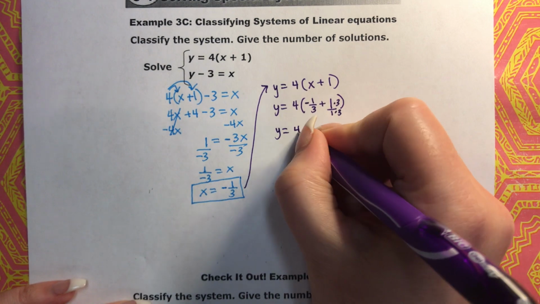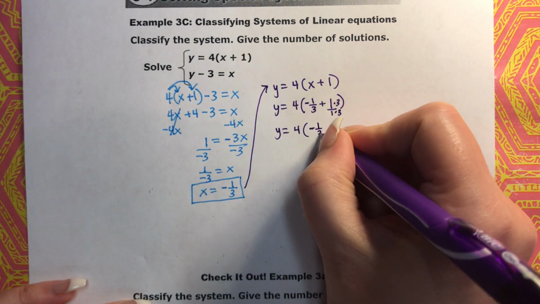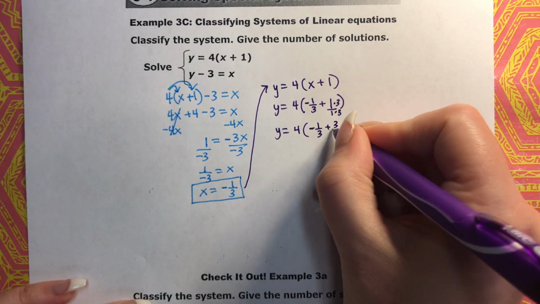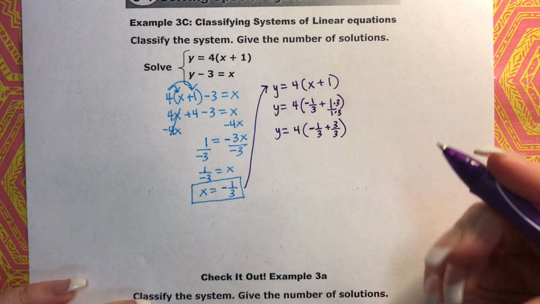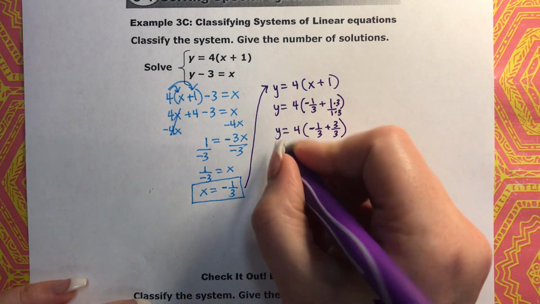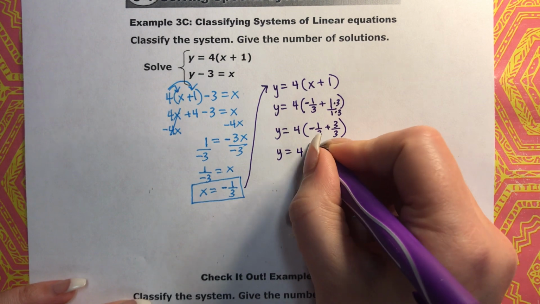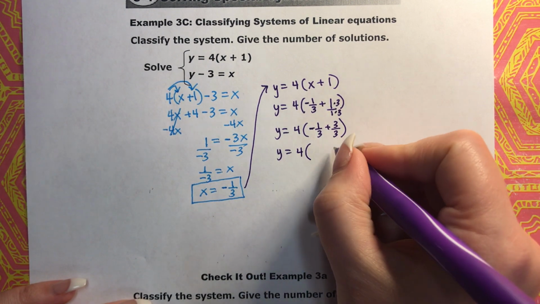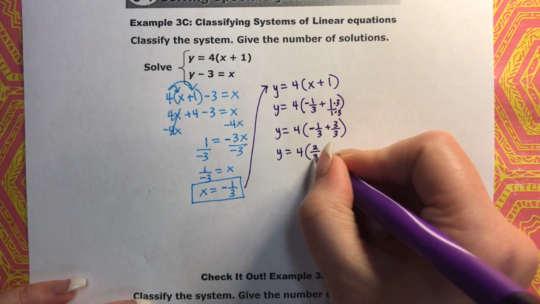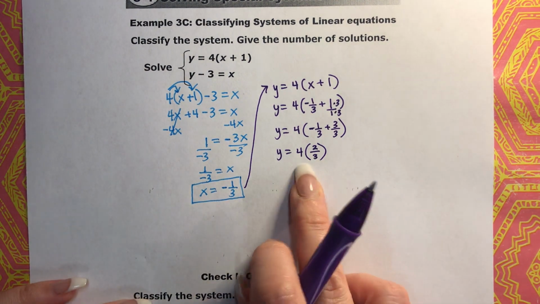Okay, what I'm left with is -1/3 plus 3 over 3. Okay, then combine like terms. And I get -1 plus 3 would be 2/3.